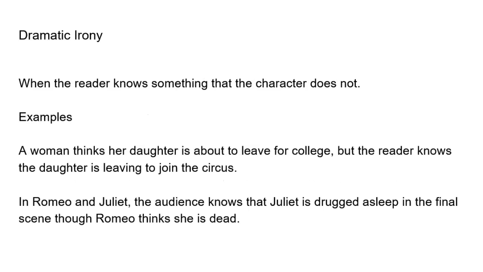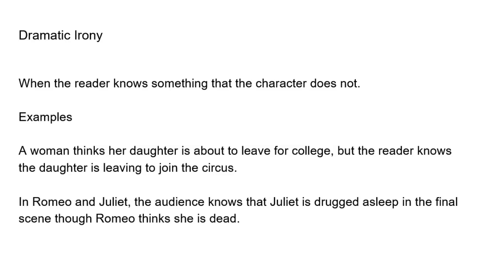Let's take a look at another example. This is dramatic irony. And dramatic irony is when the reader knows something that the character in the written piece does not. So here are some examples. A woman thinks her daughter is about to leave for college, but the reader knows that the daughter is leaving to join the circus. That would be an example of dramatic irony. The reader knows something that the character does not.